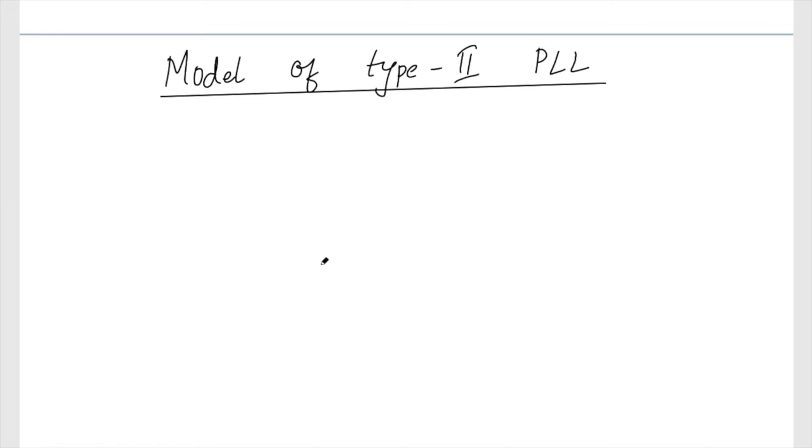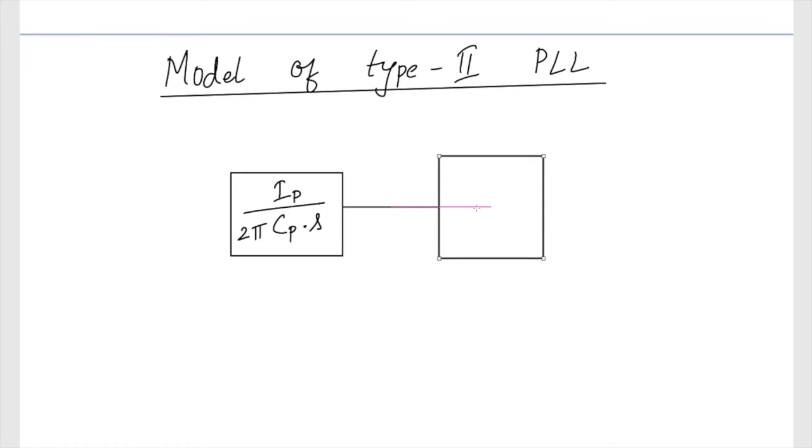So let's focus on the model of the type 2 PLL. The charge pump and the phase detector can be expressed by IP by 2 pi Cp into S, and the VCO, we know that it is nothing but the KVCO by S. So this is the loop of the charge pump PLL.